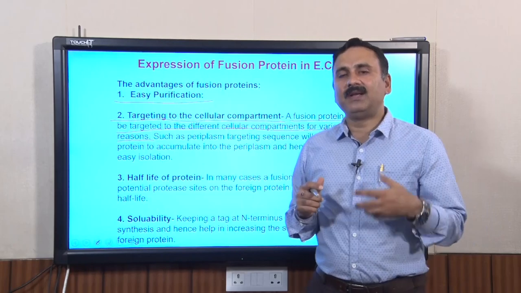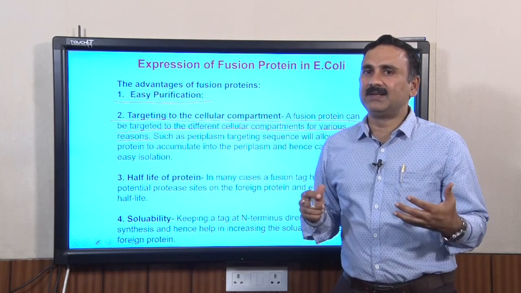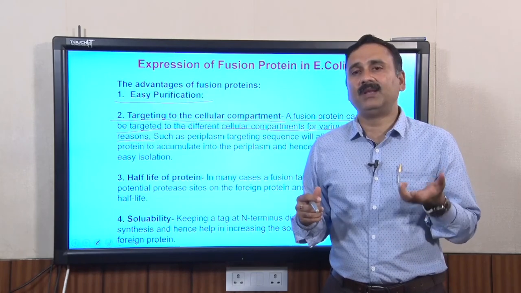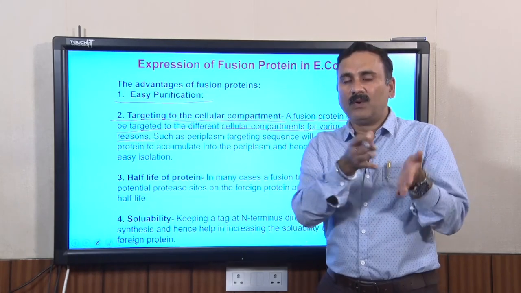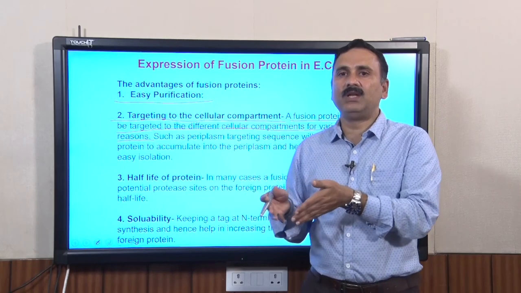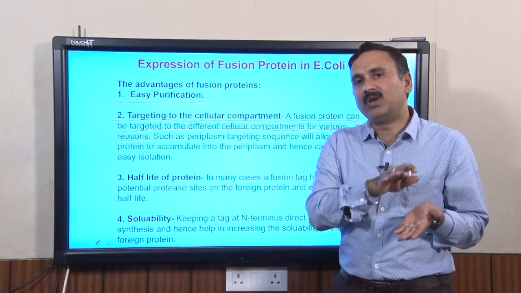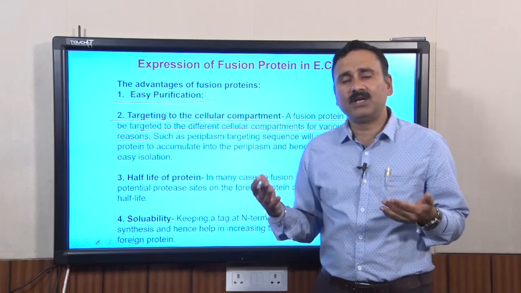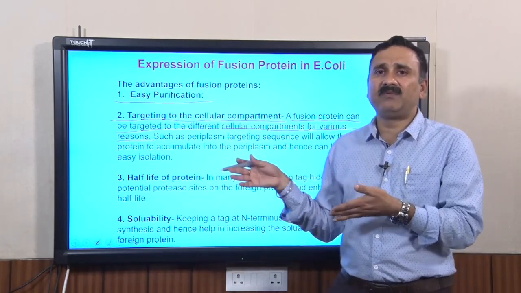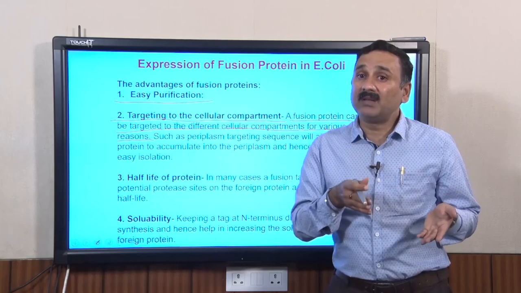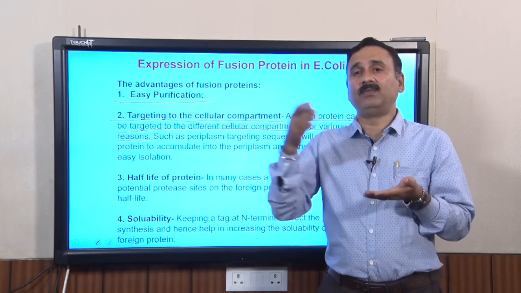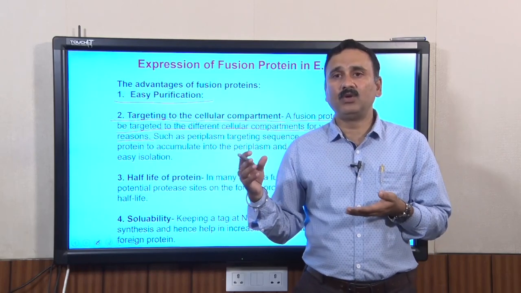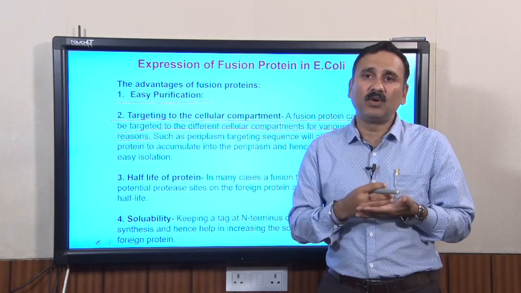In addition to that, in the bacterial system, you can put periplasmic localization sequences, and in that case, once the fusion protein is overexpressed, the protein will go to the periplasmic fraction. The advantage of sending the protein to the periplasmic fraction is that it is away from the cytosolic site. So, isolation of these proteins is going to be easier compared to cytosolic proteins.